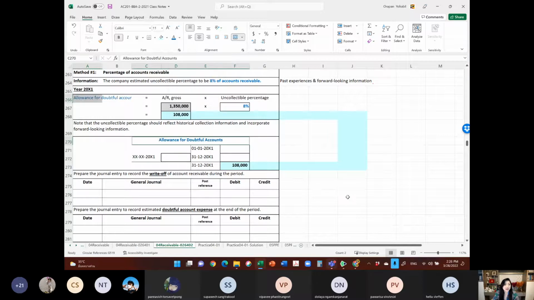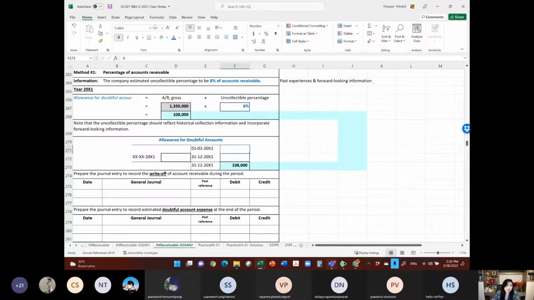So the result of the calculation is the balance of the allowance that you want at the end of the year. Over here, at the end of the year, you expect that you will have an uncollectible percentage of 8% of the receivable, and it's 108,000. So it's 108,000 taken to here, the ending balance.